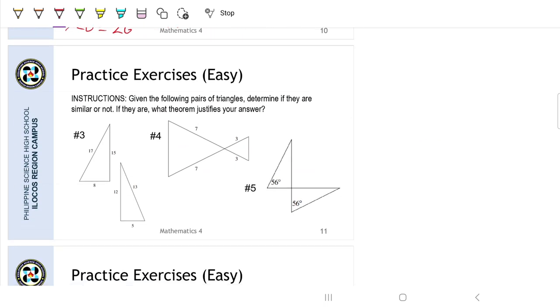Next, for number 3, given two triangles, this is your T1 and this will be our T2.